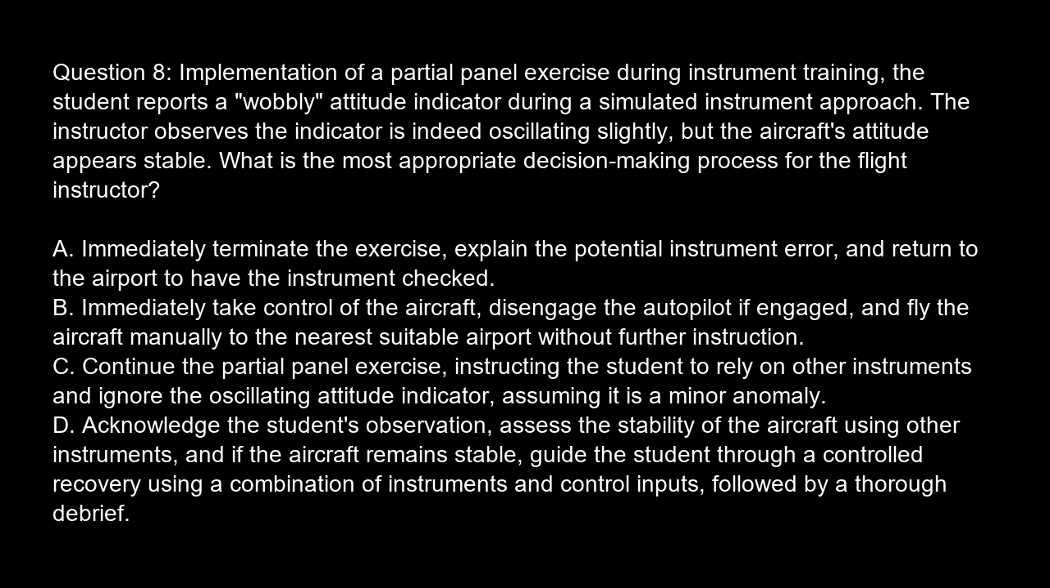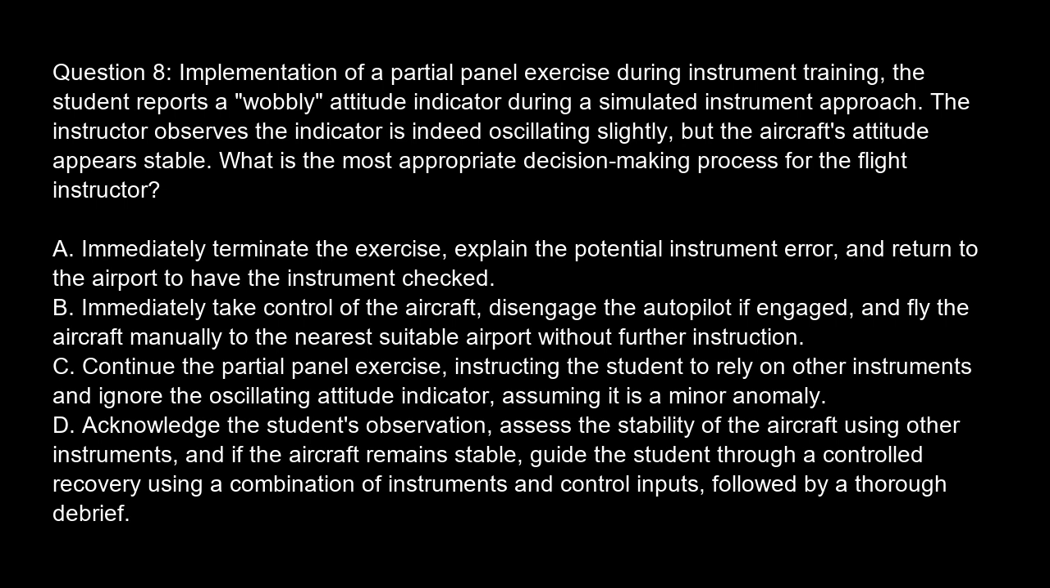Option A. Immediately terminate the exercise, explain the potential instrument error, and return to the airport to have the instrument checked. Option B. Immediately take control of the aircraft, disengage the autopilot if engaged, and fly the aircraft manually to the nearest suitable airport without further instruction. Option C. Continue the partial panel exercise, instructing the student to rely on other instruments and ignore the oscillating attitude indicator, assuming it is a minor anomaly.